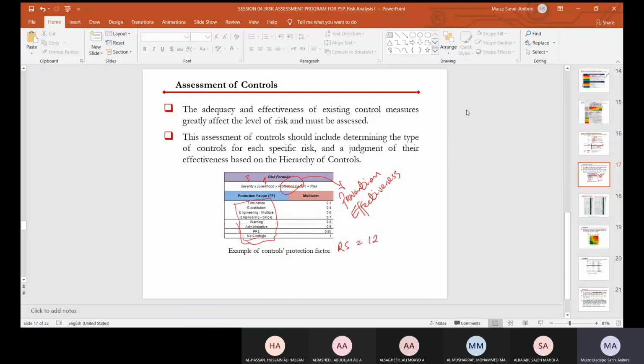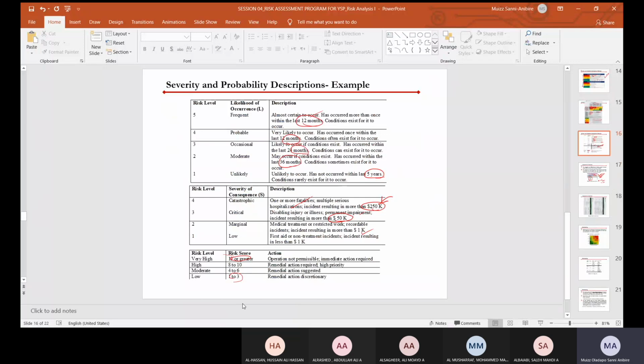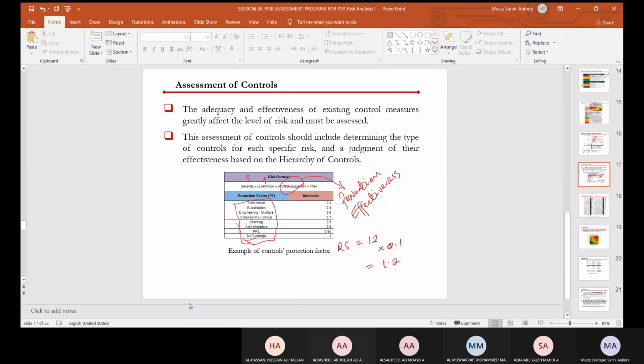Then you want to multiply by your prevention factor or prevention effectiveness of 0.1 for elimination. If you use an elimination strategy or control, this gives you what? 1.2. So you bring down the risk score from as high as 12 down to 1.2. On the risk matrix, 12 or greater is very high, so you're going to call that very high. When you bring it down to 1.2, then that is low. That makes the risk acceptable.